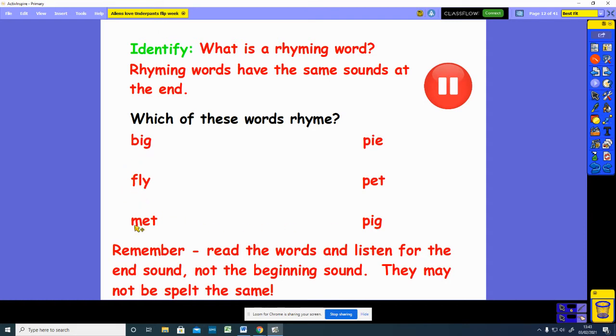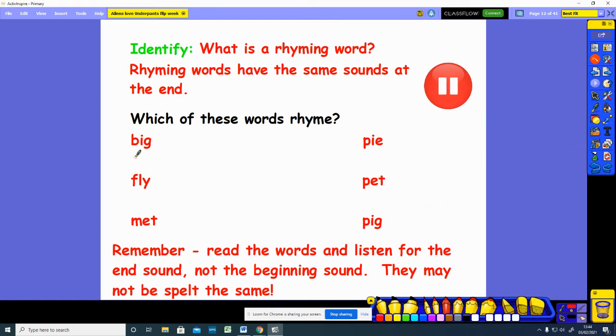Big, fly, met, pie, pet, pig. Remember, read the words and listen for the end sound, not the beginning sound. And another clue, they may not be spelt the same. So just because they have the same sounds at the end of them does not mean that those sounds are made with the same letters. So your rhyming words may not look the same. Okay, so this is a little bit trickier than what we have been doing. Have a look at the words, read them with your mum or dad, and think about which words rhyme. Press the pause button while you do that.